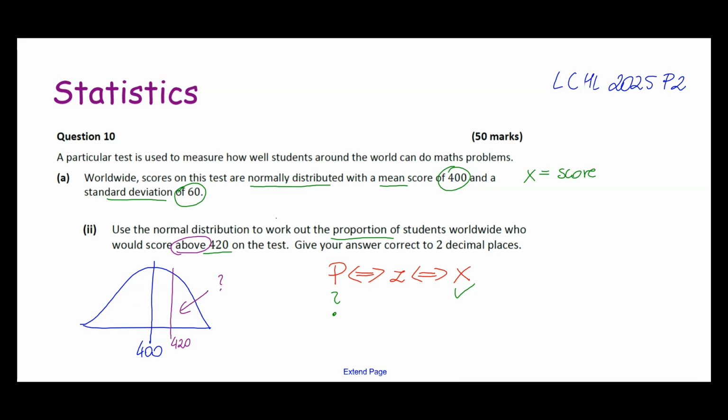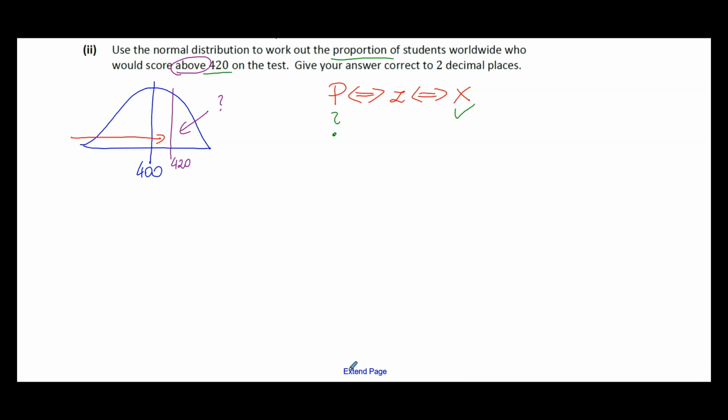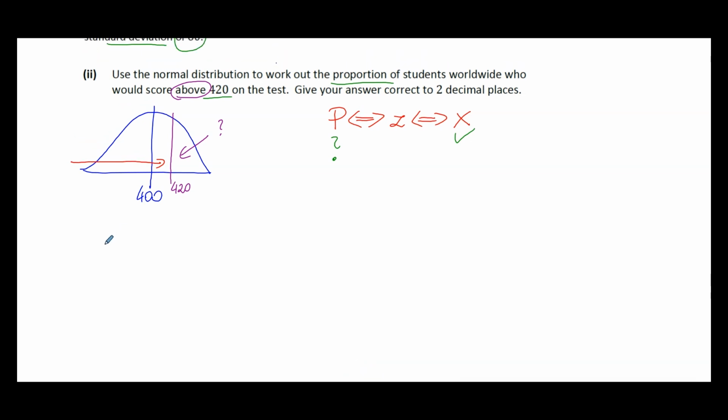Now, I know that in the table, when I'm reading probability, it goes from this direction. So that means that here we're going to take from 1, because the area under that curve is equal to 100% or 1, minus the probability we're going to read from the table, and that will give me the probability answer, the one I'm looking for.